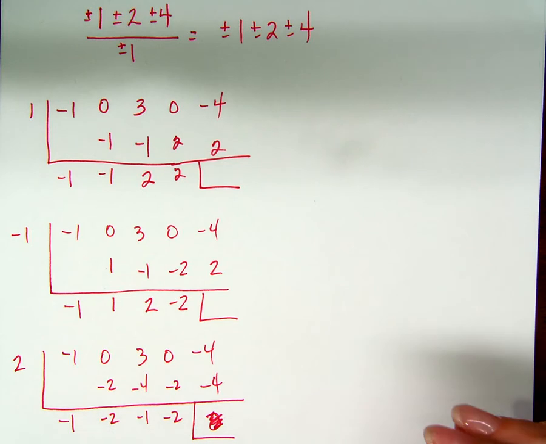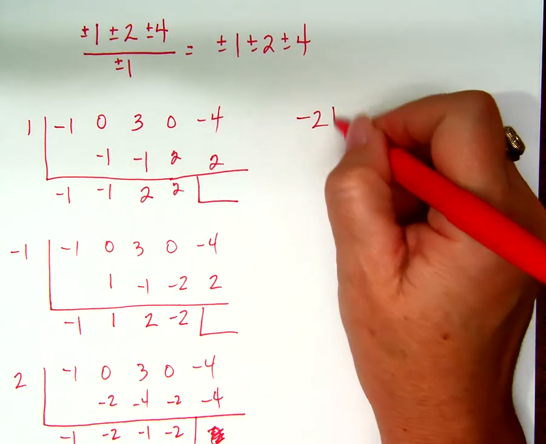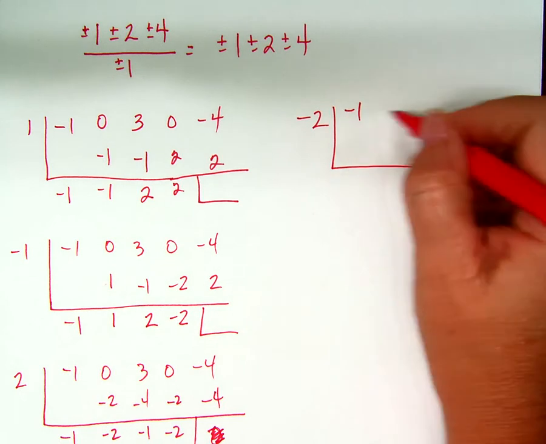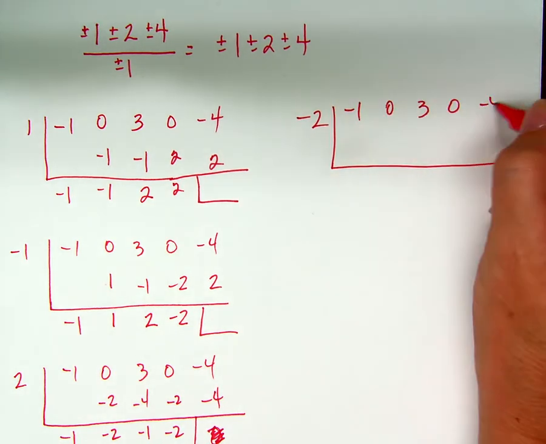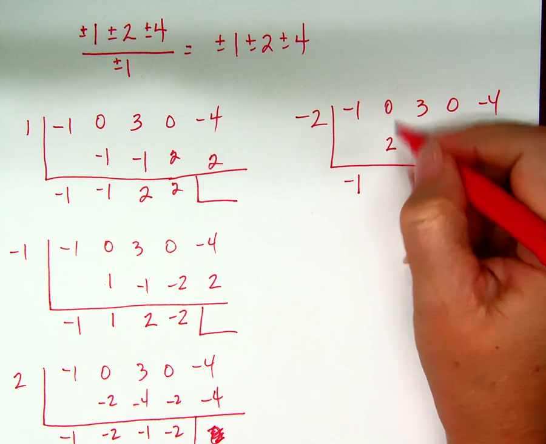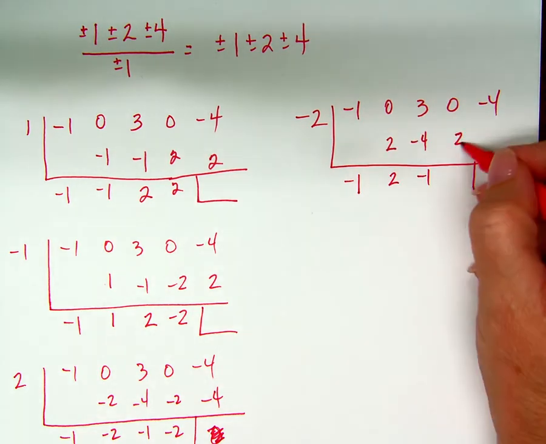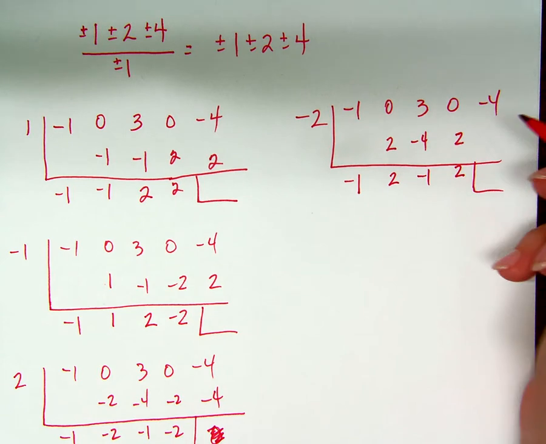I apologize. I'm looking at the wrong example. Please forgive me. Negative 2. Negative 1, 0, 3, 0, negative 4. Negative 1, 2, 2. Negative 4, negative 1, 2, 2, negative 4.